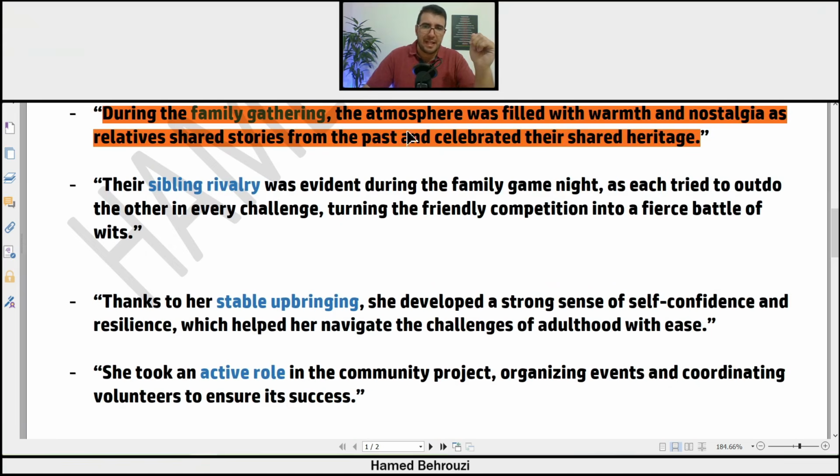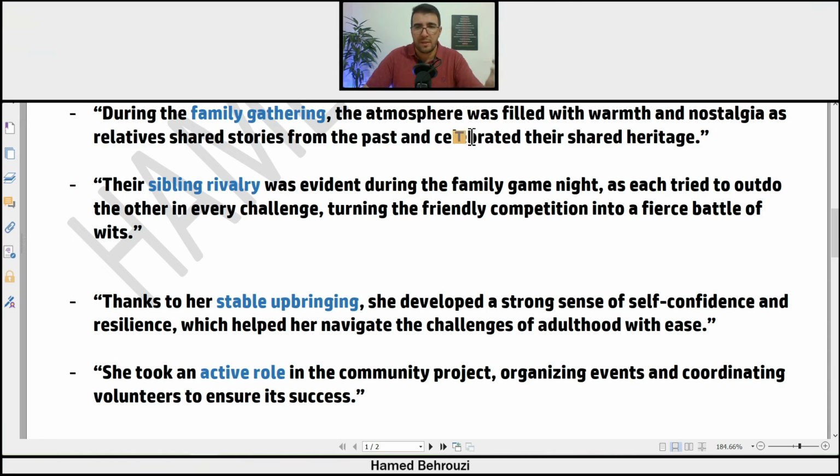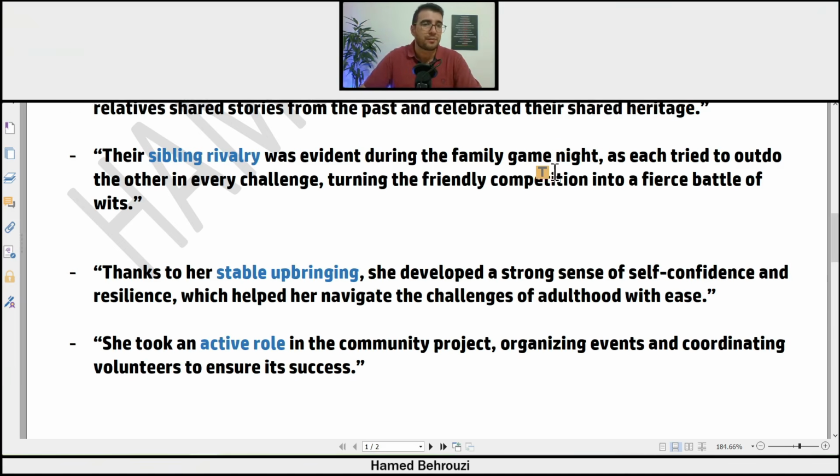Next one. During the family gathering, the atmosphere was filled with warmth and nostalgia as relatives shared stories from the past and celebrated their shared heritage. So if you want to learn something here, like atmosphere, like the condition, and then heritage, shared heritage. Your heritage is your background, like everything that you have had together. That's your heritage, okay? For example, when we are speaking about the heritage of a country or the historical sites that that country has. But here heritage is like the shared memories and everything that you have had.